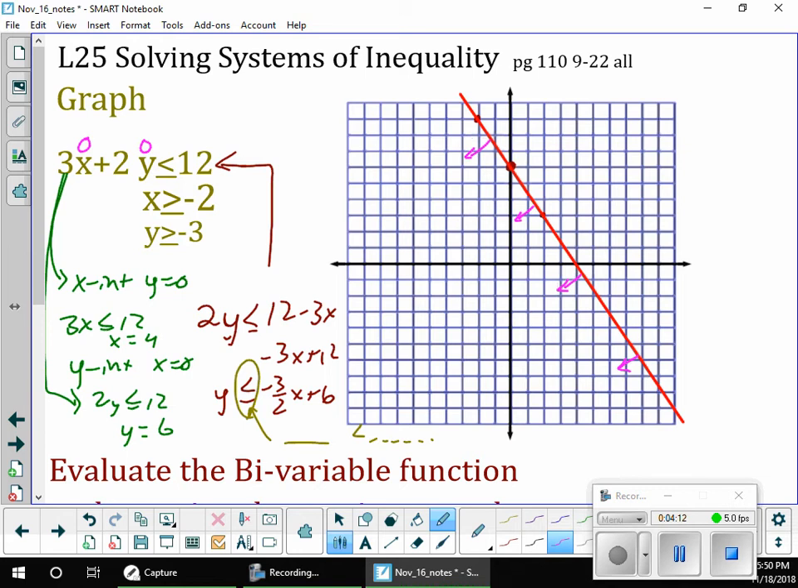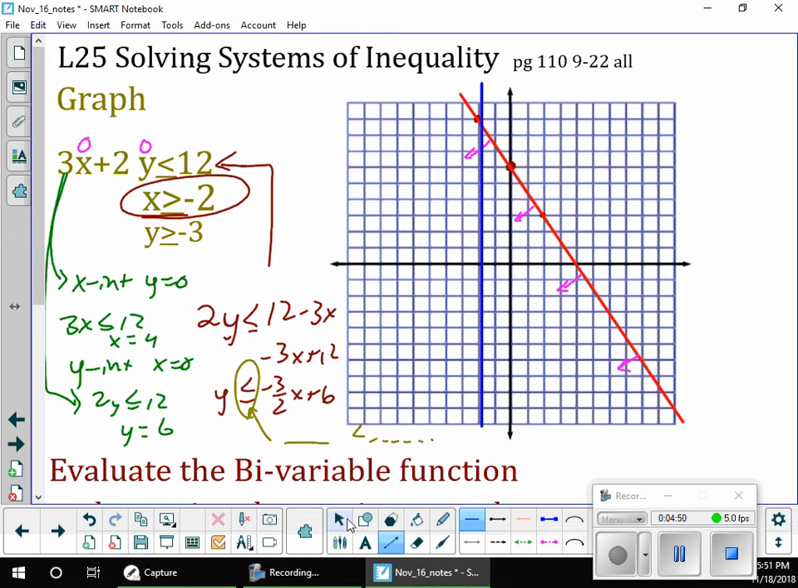I know I'm going to be shading down below. If I was shading the whole thing, I would shade all of that to the bottom left. Now I have to do these other two. I have this handy little one right here: x is greater than or equal to negative 2. That means there's no y, so there's no y-intercept, which means I have a vertical line. So x greater than or equal to negative 2 is a vertical line that's going to get shaded. And I'd have to draw it at negative 2, which is this line right here.